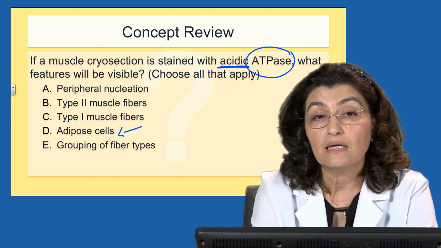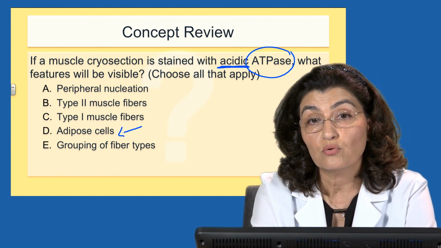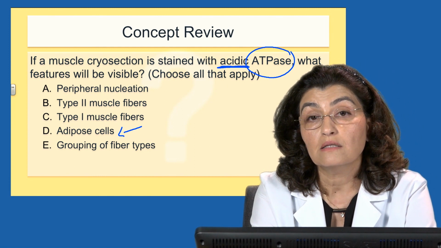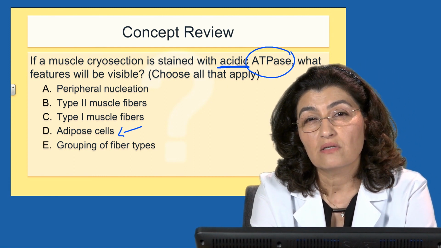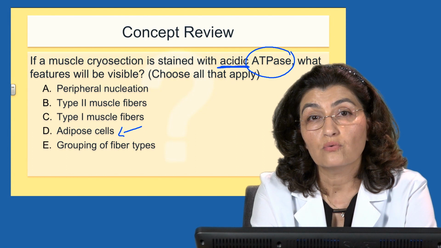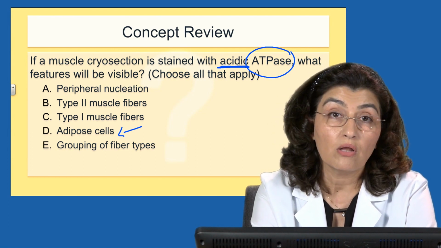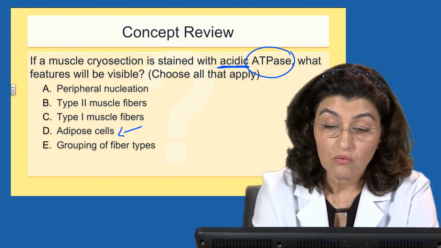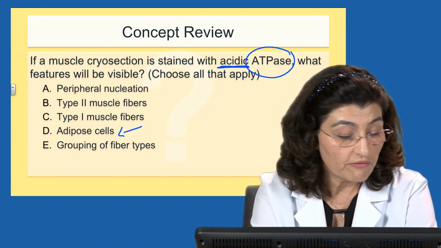I have to say that the best way to see the adipose cells, or the fat, is the paraffin tissue, because fat does not cut very well on fresh frozen. So a lot of times we don't see it; it falls off basically. So ATPase is not developed to see fat.